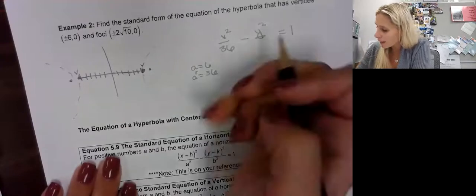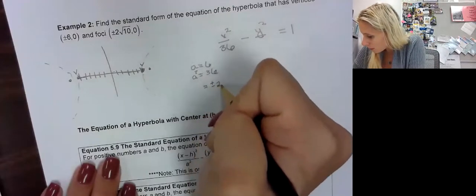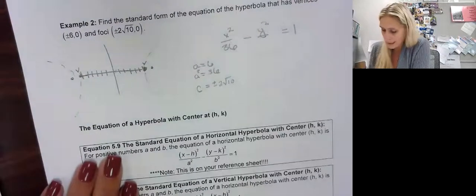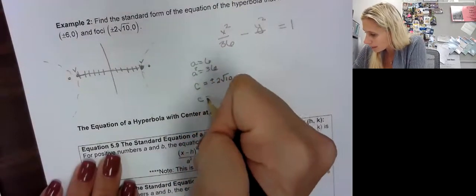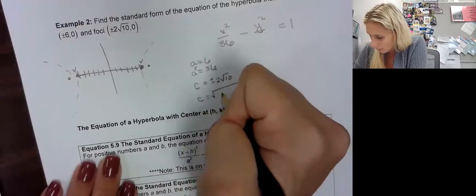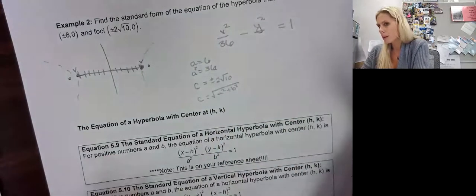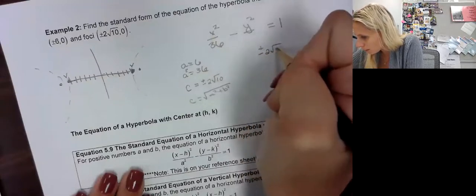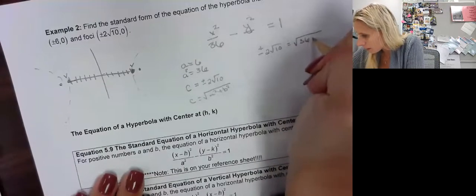Okay, so the foci itself is plus or minus 2 square root of 10, right? And that distance is what we said with C. Well, let's talk about this. When we go back to C equals the square root of A squared plus B squared, we can start filling in to knowing what's going on, right? So the first thing I'm going to want to do here is plug in where I can. So plus or minus 2 square root of 10 equals the square root of 36 plus b squared.